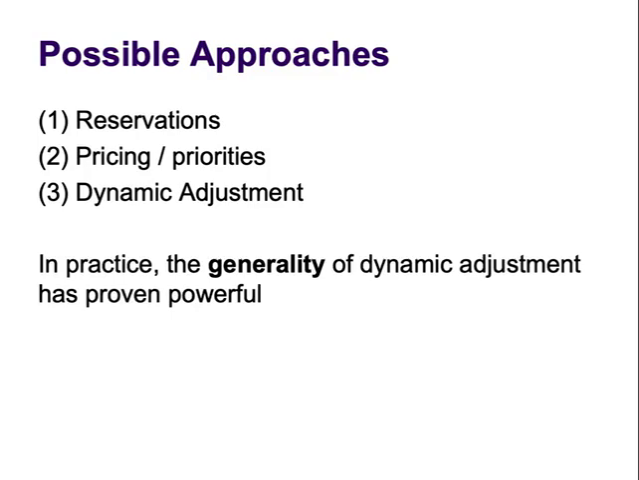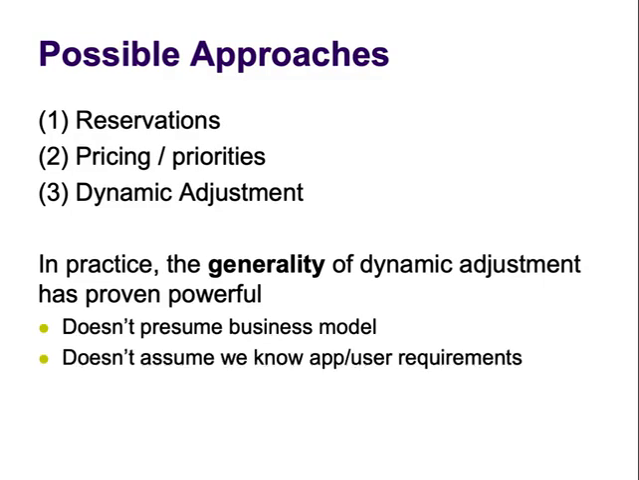In practice, dynamic adjustment has won. It is how all congestion control solutions work. And the reason we like it is the generality of this approach. It doesn't presume a business model. It doesn't assume that we know application requirements or user priorities or user preferences. It just carries the least baggage with it, in some sense. What it does assume, though, is a notion of good citizenship.